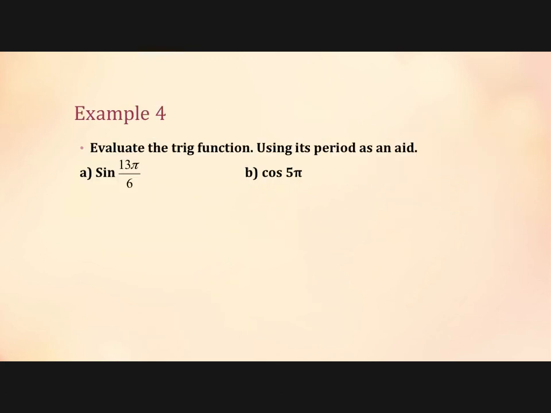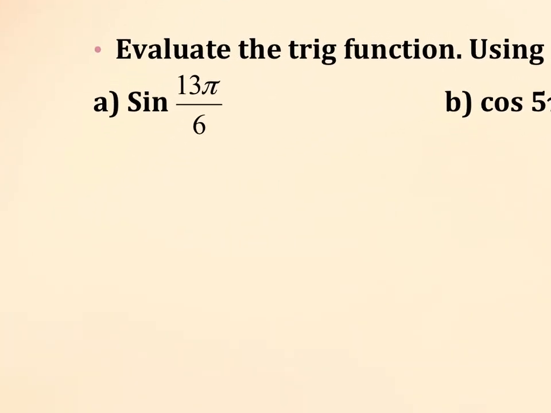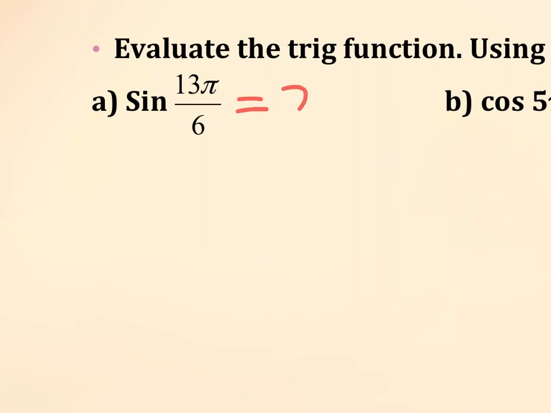So now we're saying evaluate the trig function using period as its aid, meaning these are not going to be on your standard unit circle, but they are coterminal to one of those points. You just got to figure out where they're at. So if I look at 13 pi over 6 and I convert that into a mixed number, what's 13 over 6? 2 and 1/6. So this is like 2 and pi over 6, right? Or 2 and 1/6 pi.